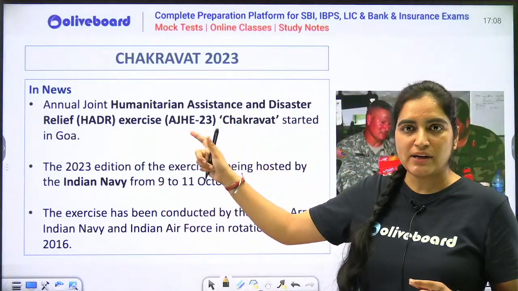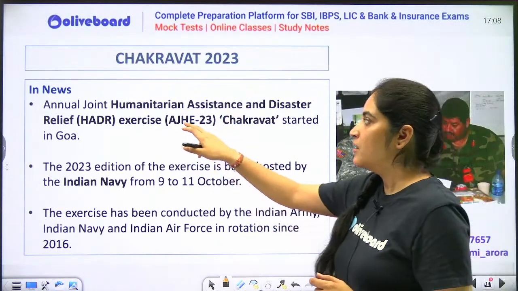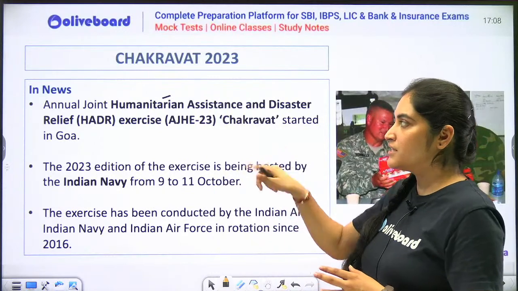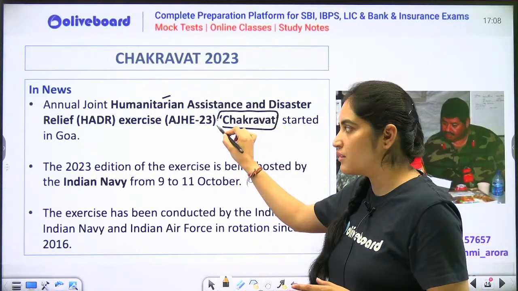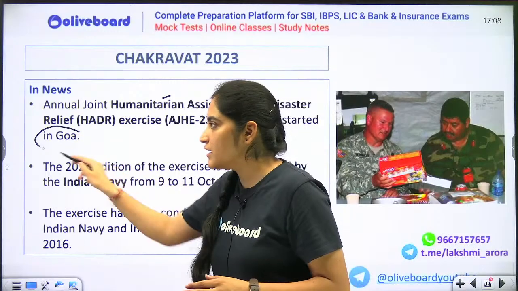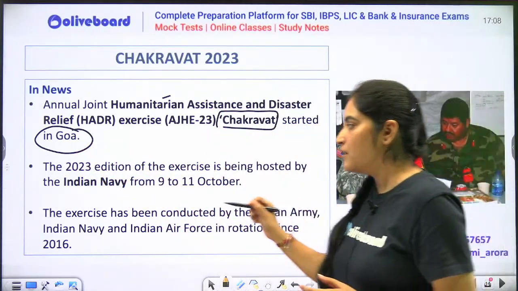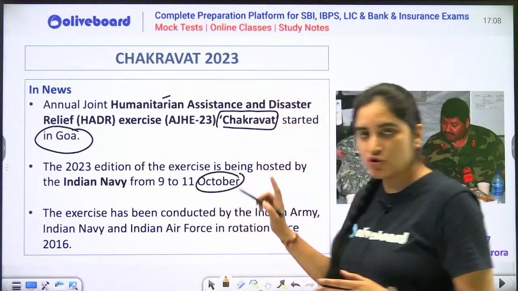So annually this exercise is being conducted, also known as Humanitarian Assistance and Disaster Relief, HADR. The other name of this exercise is Chakravat. This year it will be held in Goa. Another important fact you need to remember: it is held in the month of October only.